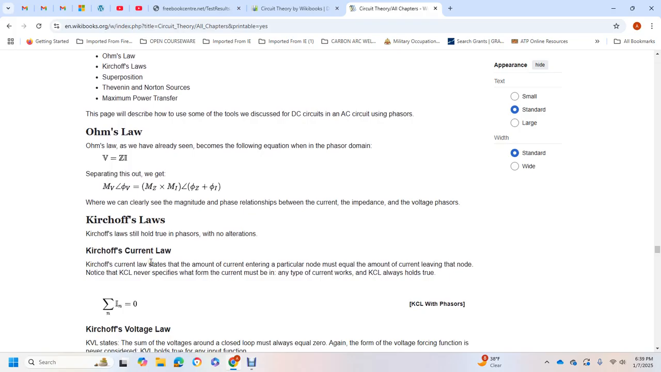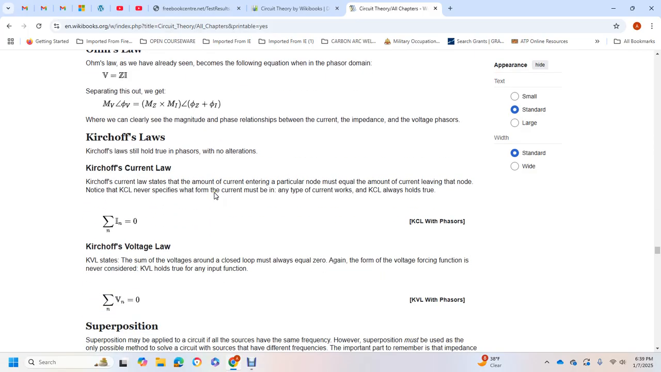Ohm's law was already seen with the following equation: in the phasor domain, voltage is equal to impedance times current. Separating out the magnitude and angle, the magnitude of voltage is the magnitude of impedance times the magnitude of current, and the angle of voltage is the angle of the impedance plus the angle of the current. We consider the magnitude relation of the current, impedance, and voltage phasors.